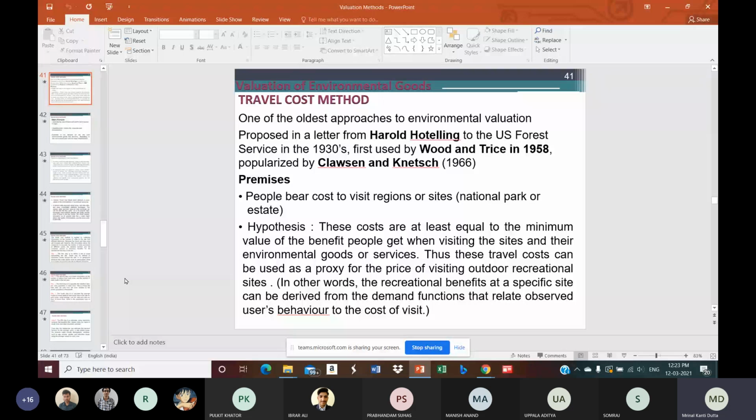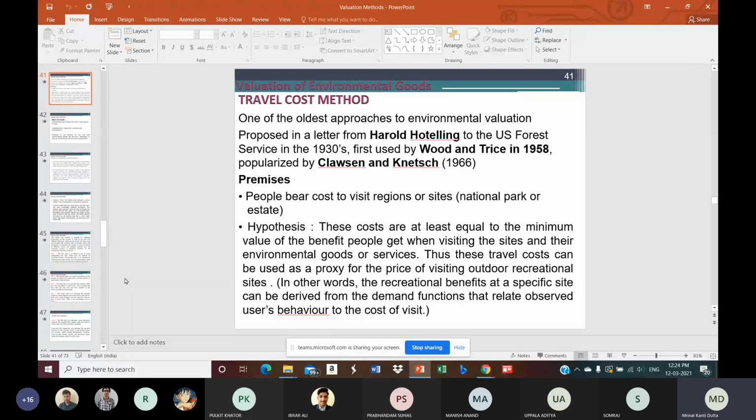Elimination of an existing recreational site. So probably the demand might go down if it so happens that the importance of the recreational site has reduced. In a sense, we can say that elimination of an existing recreational site means resulting from that the cost or benefit. Okay, so that can be estimated.